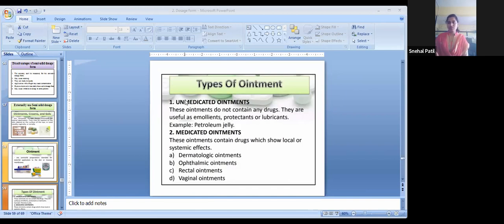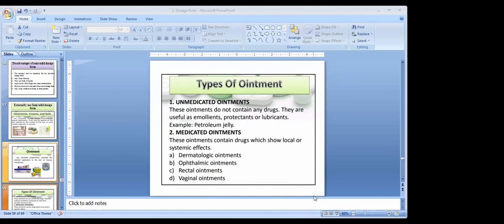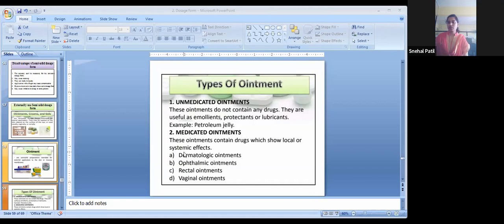What is the difference between unmedicated ointment and medicated ointment? In unmedicated ointment, it does not contain any drugs. So medicated ointment contains drugs. These are the examples of the medicated ointment.